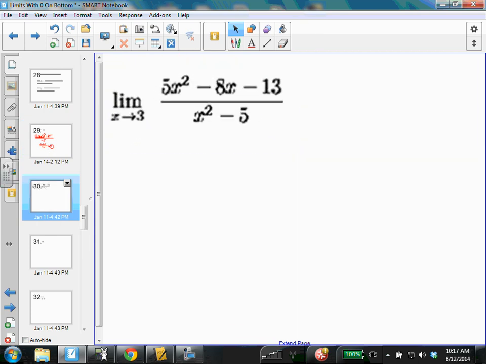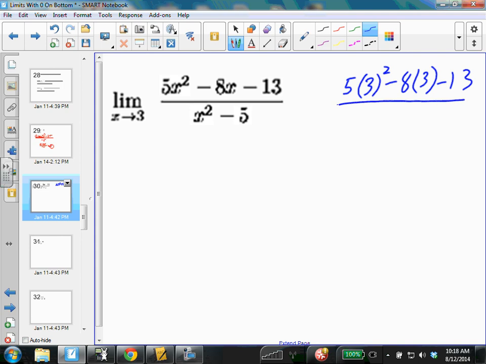Sure. There you go. All right, so the first thing we're going to try is plugging in. So I'm going to pick 3, and 3 is the number that we're trying to take the limit. So I'm going to plug it in over 3 squared minus 5. See what I can come up with. 8 times 3, 4.